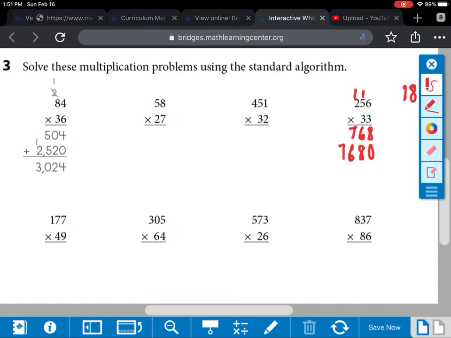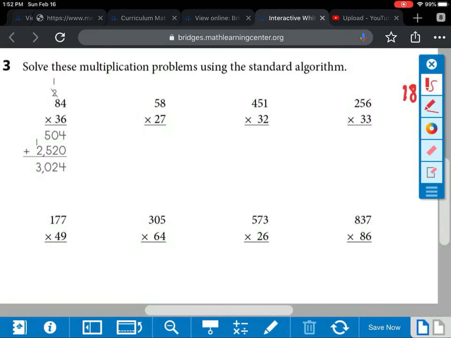So I'm going to add those together now that I've multiplied my 30 on the bottom by everything on the top. I'm going to add those together and get my answer. So with the 3-digit by 2-digit, it works the same. You just have to keep carrying over an extra place value. It's not too bad.